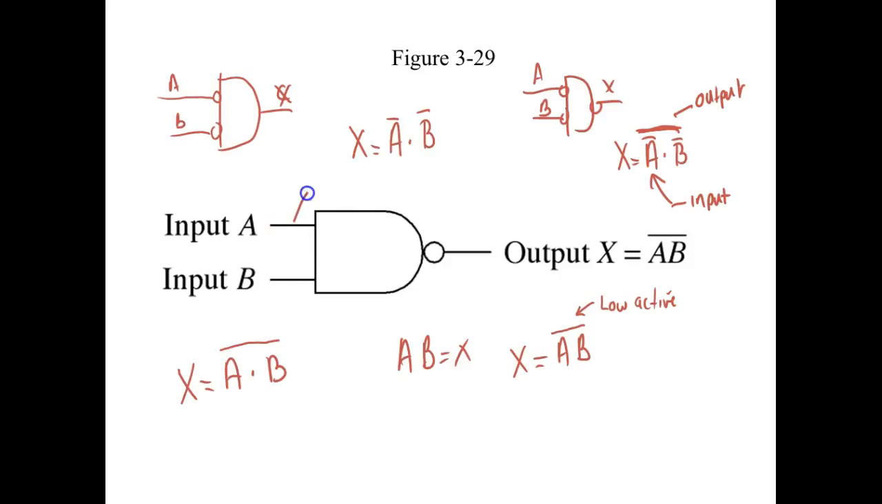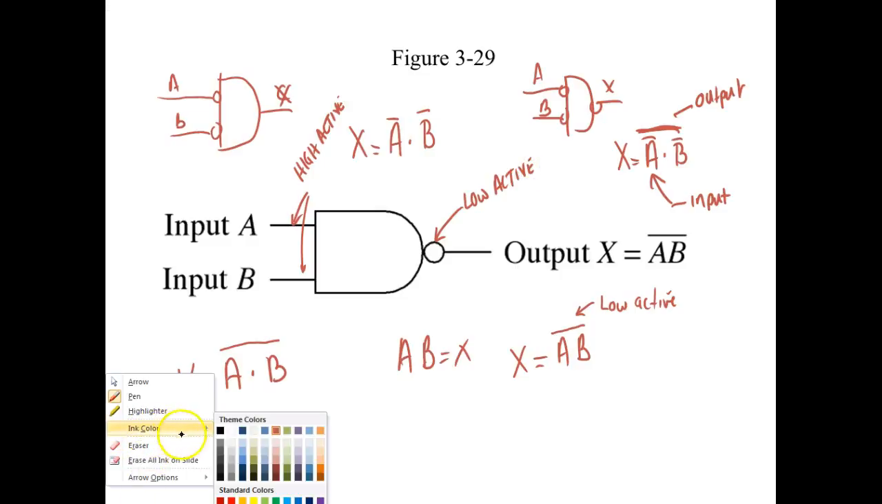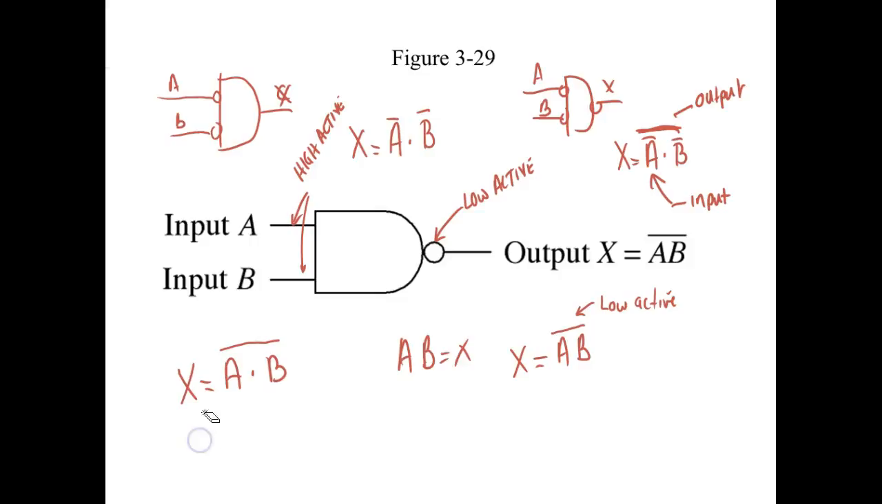Okay, so I look at my inputs. There's no bubbles on the input. So this means the inputs are high, what we say high active. I look on the output and we got a bubble, so we'd say the output is low active. But we got to have the ability to represent this in a math equation.